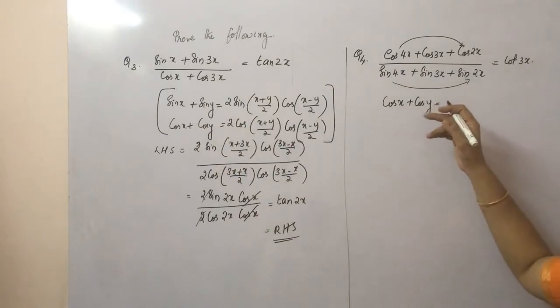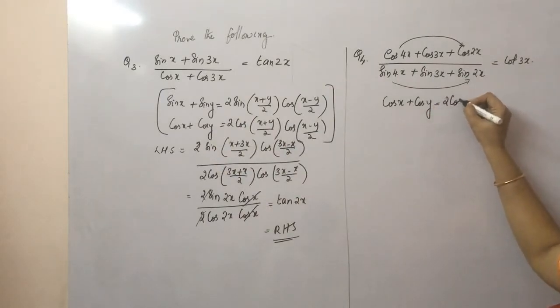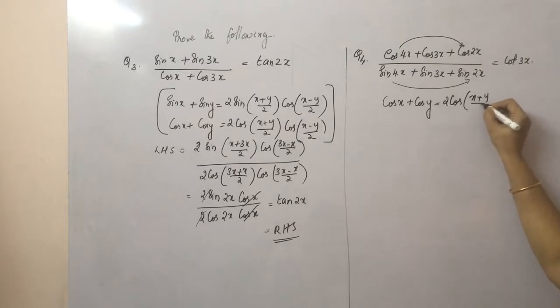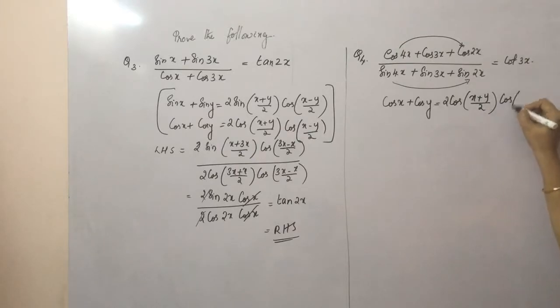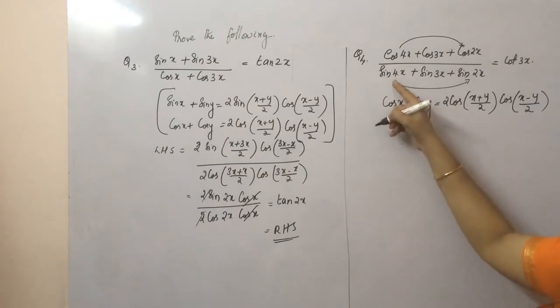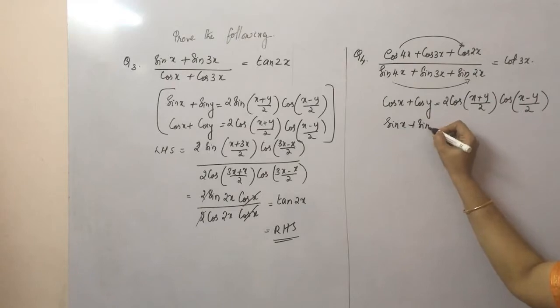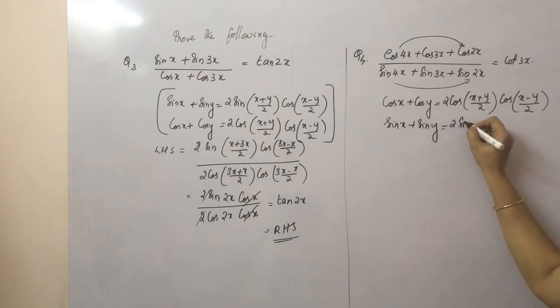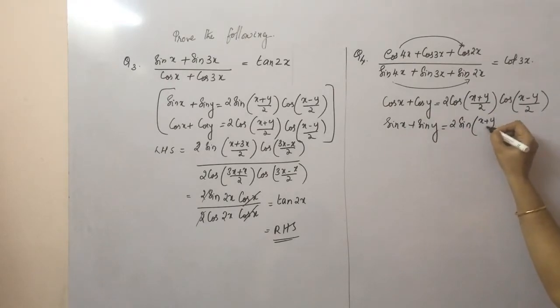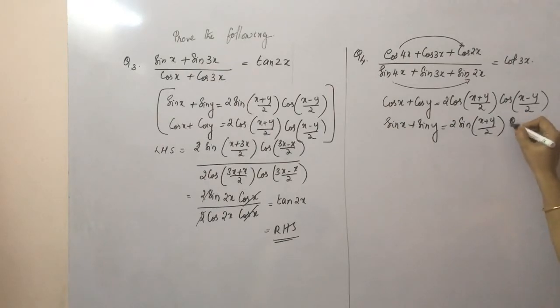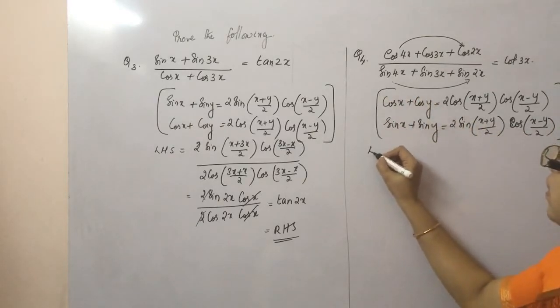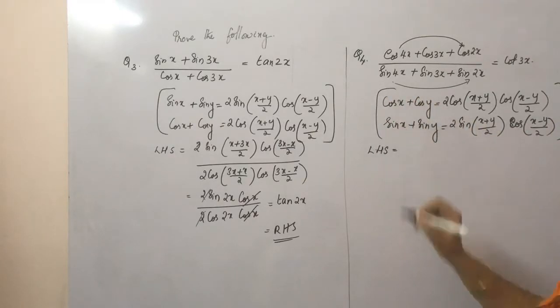Okay, so I needn't write, still I write 2 cos x plus y by 2 cos x minus y by 2. Further, the next one is sin x plus sin y. What is sin x plus sin y? 2 sin x plus y by 2 cos x minus y by 2. Okay. So applying this here, LHS becomes what?